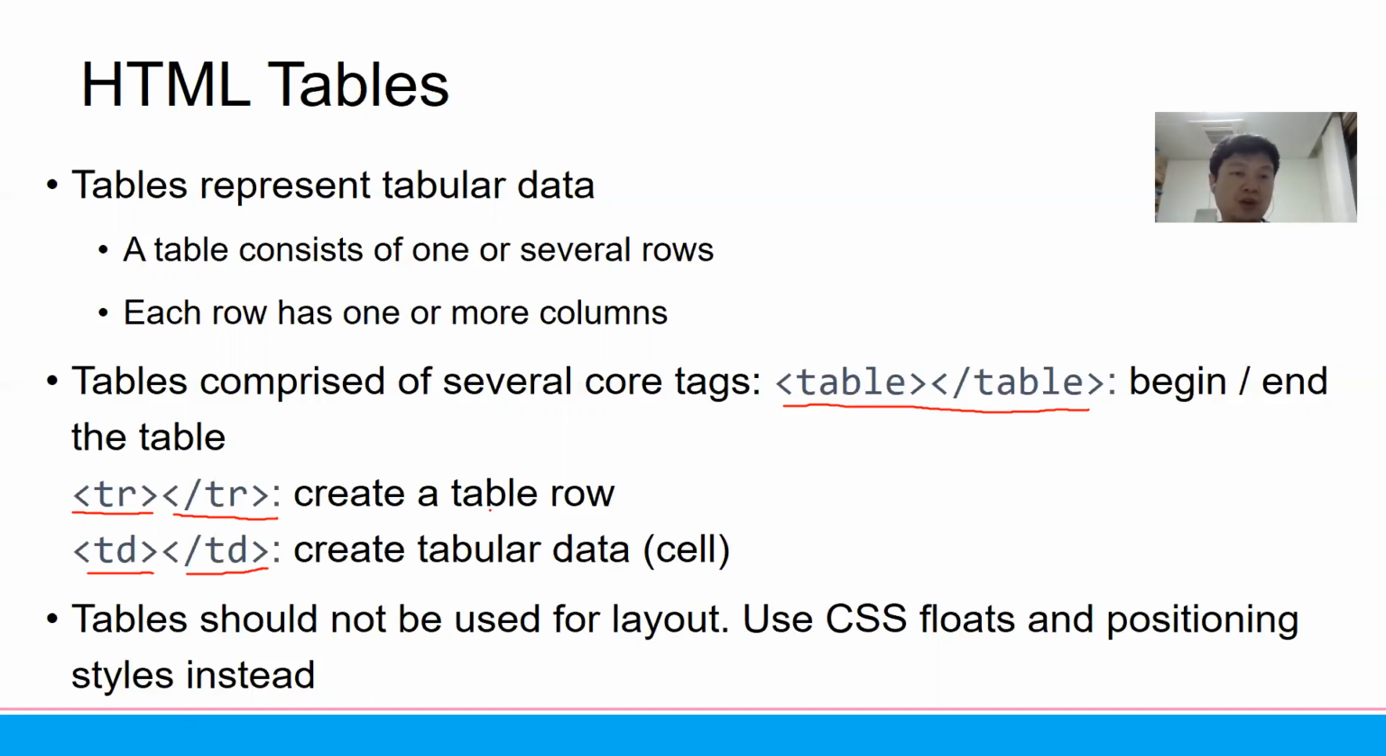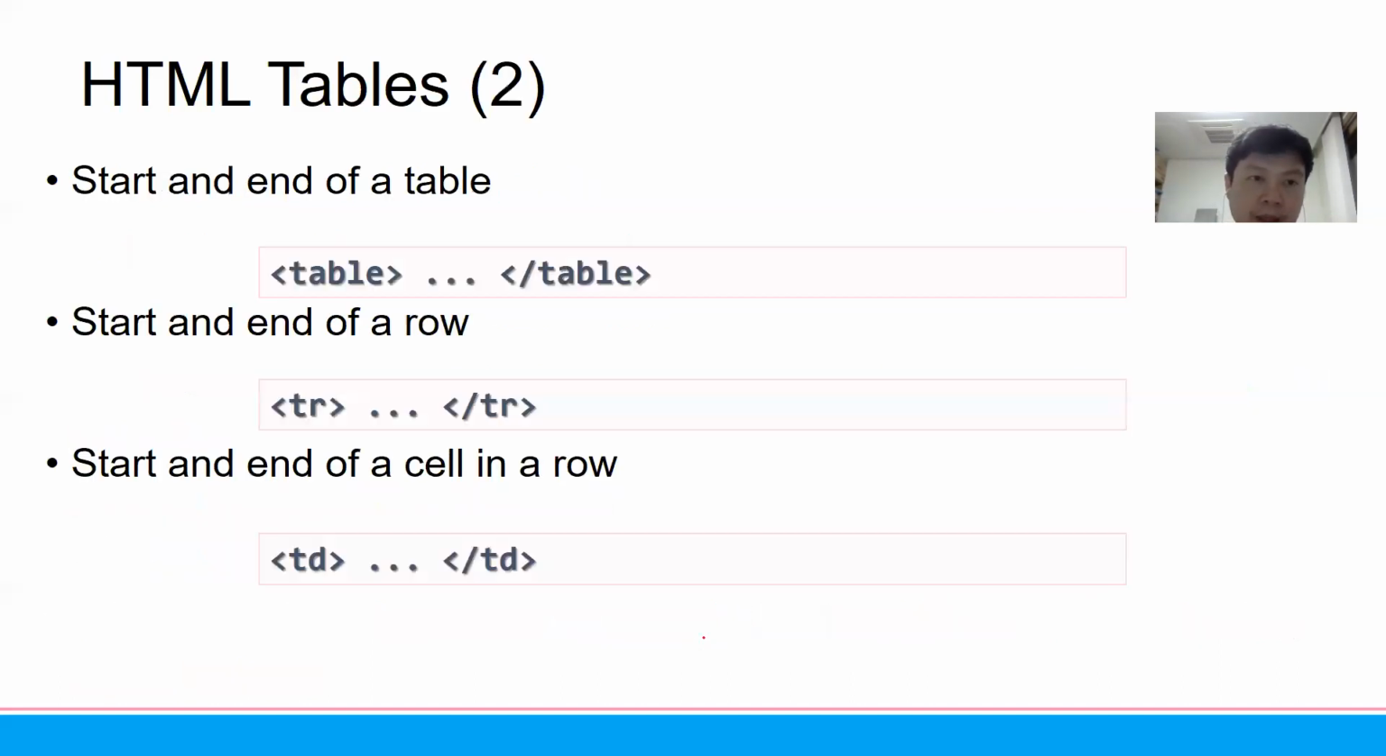So tables should not be used for layout. Table is just for making a table. And if you want to use it for the layout, then you need to use the CSS. So CSS, this is the styling, as I mentioned to you. You can use the position style, and the other stuff in the CSS for making your table more fancy. So you need to understand the three tags in the table. First, it's table itself. The second is the tr, and the third is td.